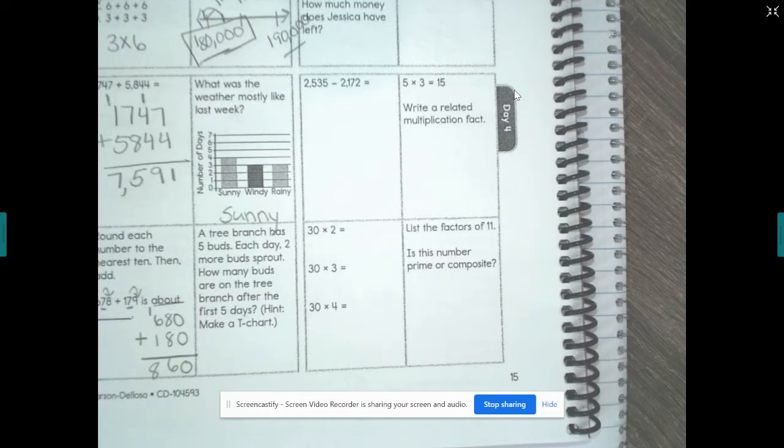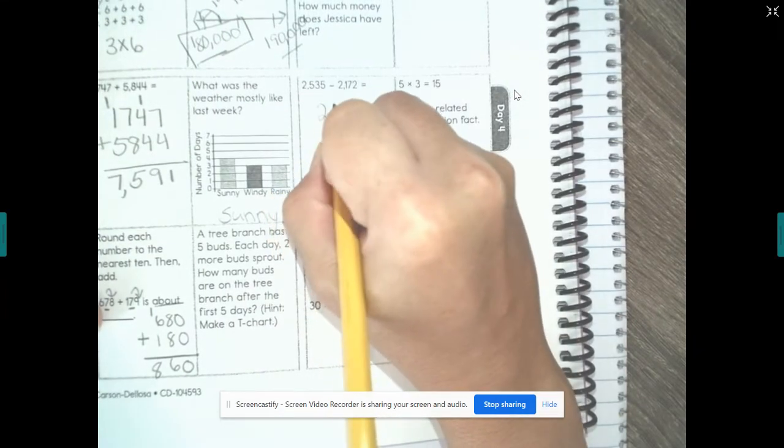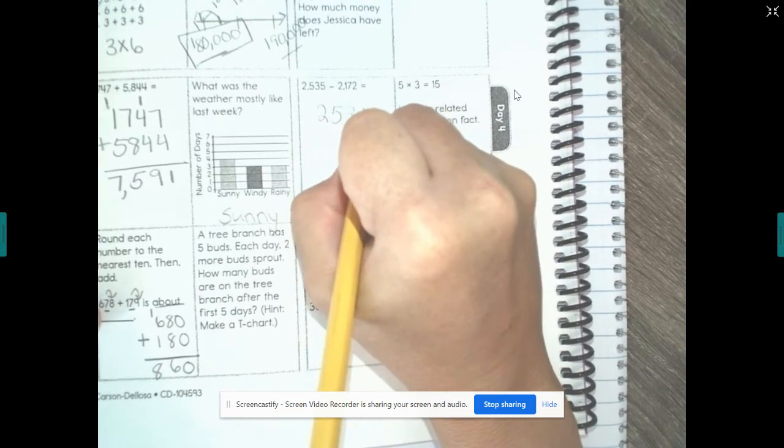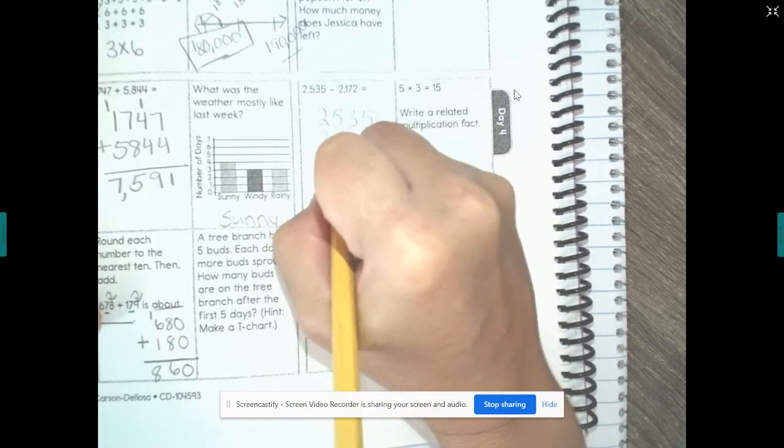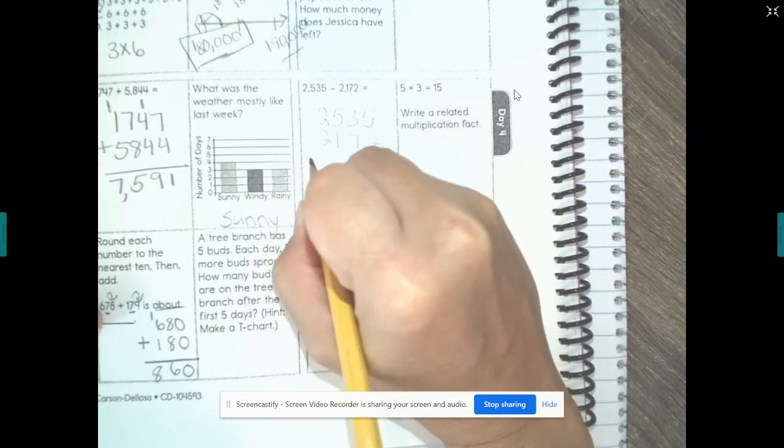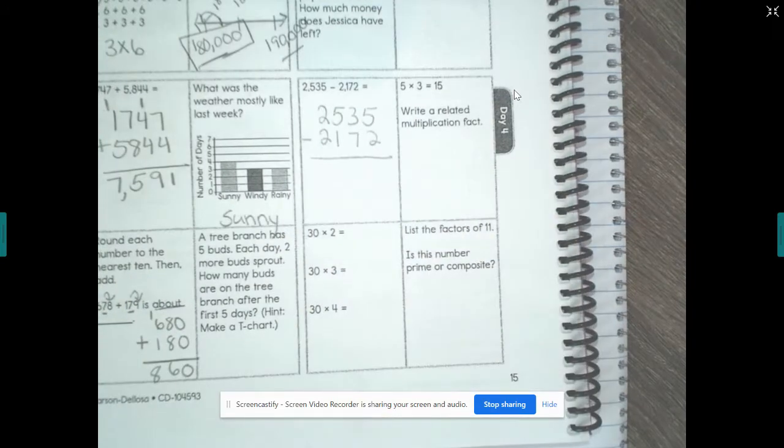All right, so our first problem is a subtraction problem. And I'm going to need to rewrite this number where the numbers are stacked on top. Remember, with subtraction, the largest number goes on top. Okay, now I'm ready to subtract.